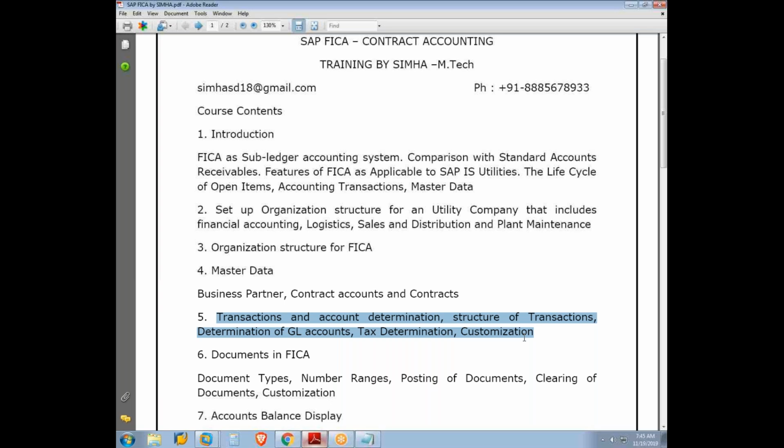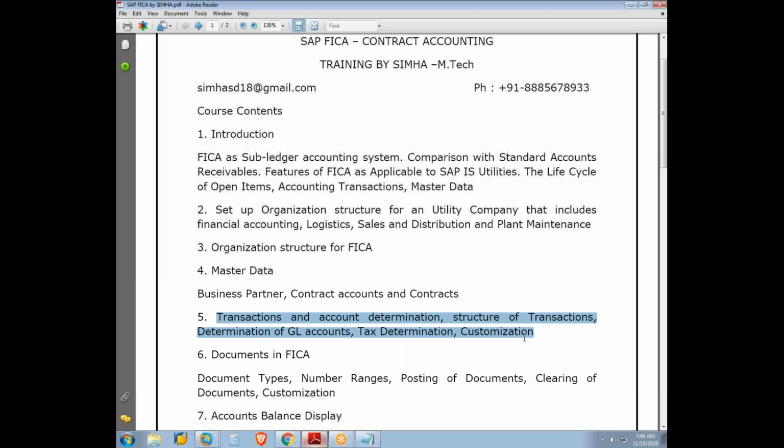This basic customization we have to do, but it is repetitive. For every scenario, the transactions will change and account determination will change. Although the structure of the FICA document will remain the same, the FICA document itself is posted because of various kinds of transactions, and that is what we are trying to understand.